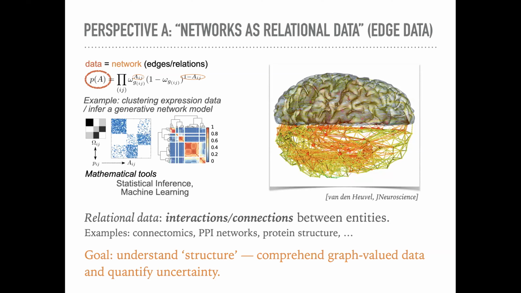We want to identify, let's say, certain patterns, and we want to know, are these commensurate with some structured probability distribution that we have on that data? And you find this kind of flavor of network science, which comes with tools typically from statistical inference, machine learning, and computer science, when you look at things like connectomics, protein-protein interaction networks, protein structure, and what have you. And so the goal always is to comprehend this graph-valued data and quantify the uncertainty.